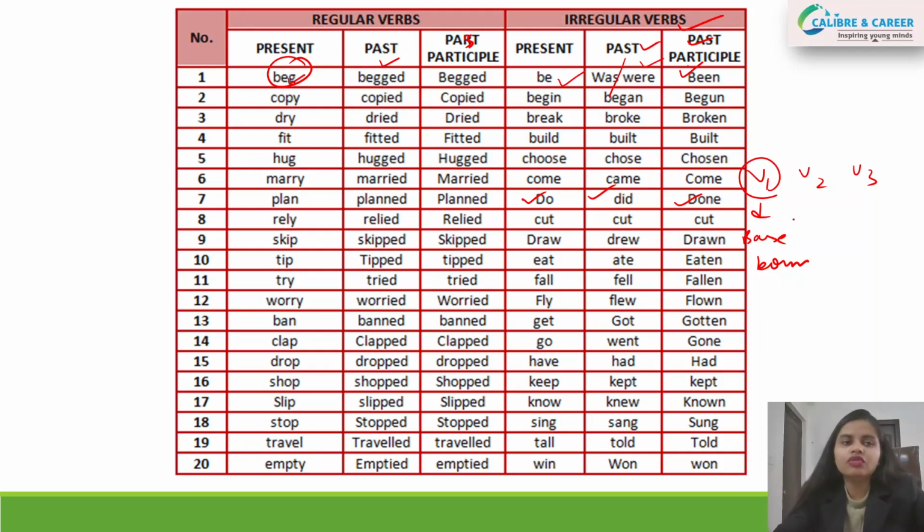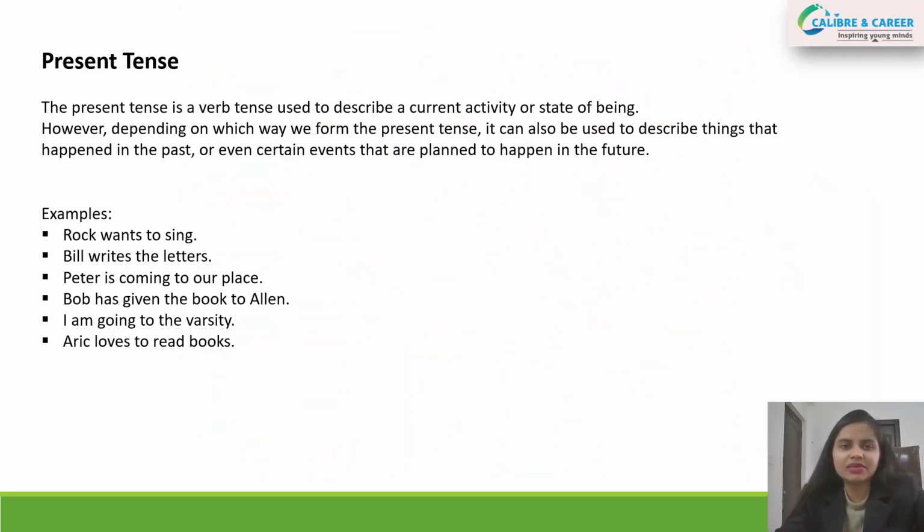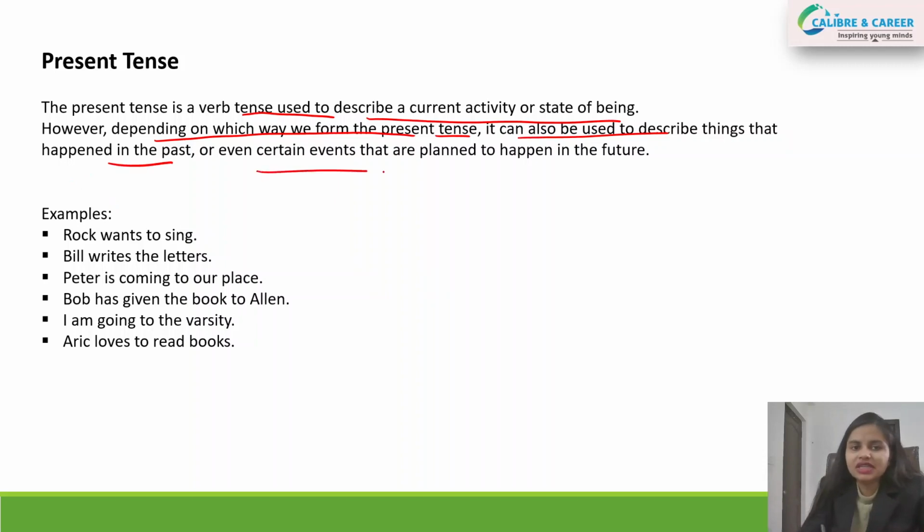Alright. Moving to your present tense. What is the meaning of present tense? It is a verb tense used to describe a current activity or state of being. Depending on the way we form the present tense, it can also be used to describe things that happened in the past or even certain events that are planned to happen in the future.